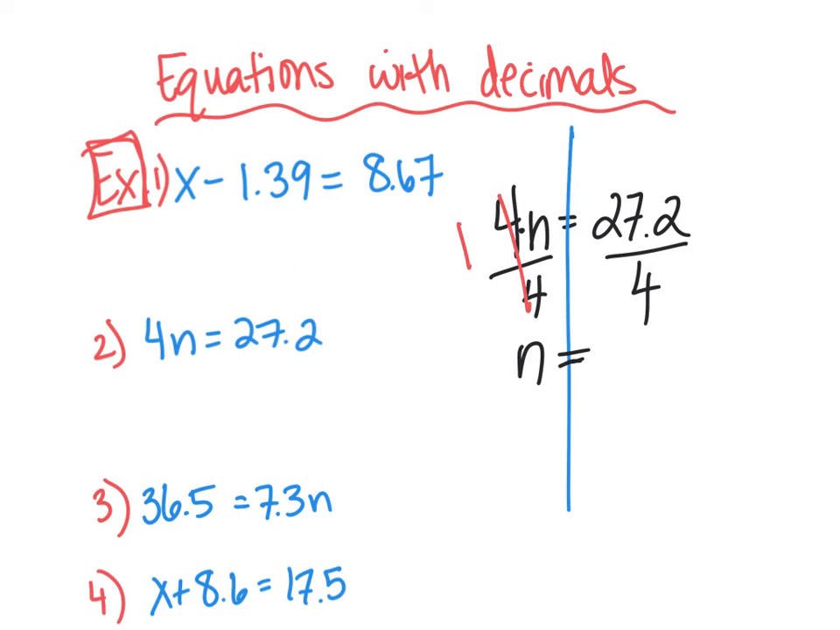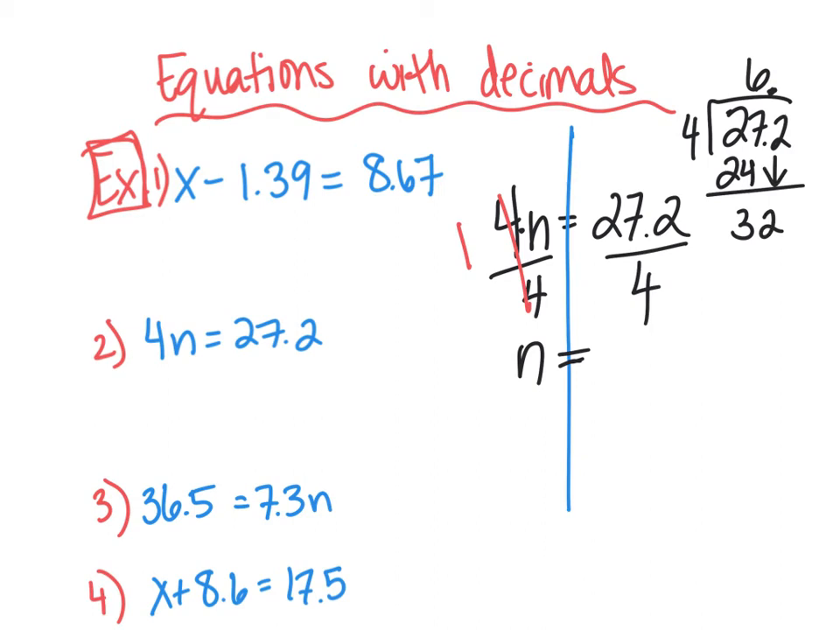Okay, now on the right side, I need to actually figure out what 27.2 divided by 4 is. In this case, our divisor is already a whole number, so we don't need to shift any decimal places. We just need to figure out what our division is. So again, 4 goes into 27 6 times. 4 times 6 is 24, so I'm going to subtract and get 3. Again, I'm going to bring my decimal place up and then bring my 2 down.